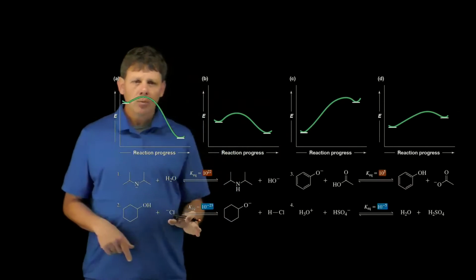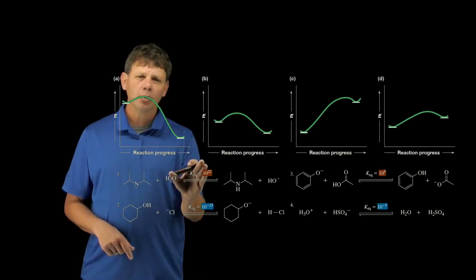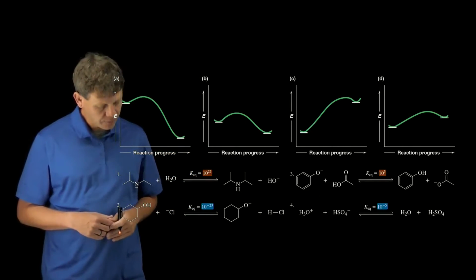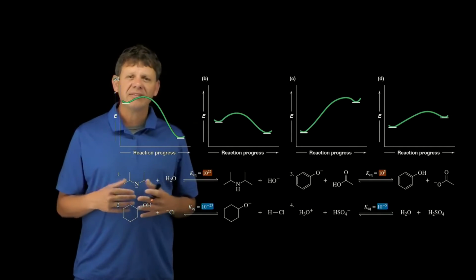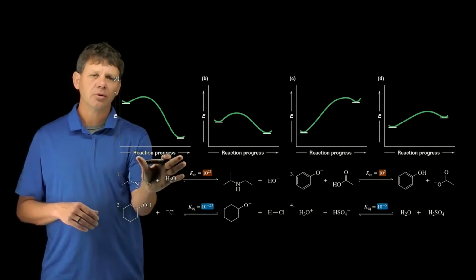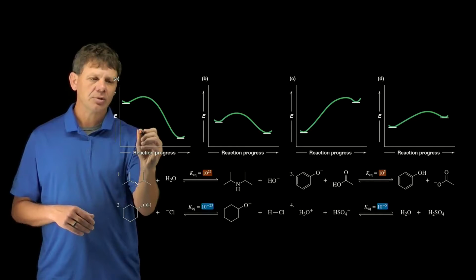So let's do that. We notice that for acid-base reaction 1, KEQ is 10 to the 22. That's this one here. Of all of the acid-base reactions, that's the one that is the most favored. And so this reaction coordinate diagram here is going to be matched up with reaction 1.